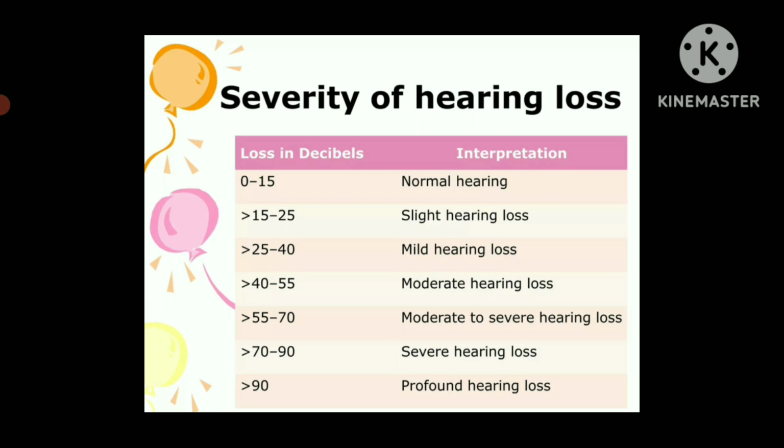So here is 0 to 15, more than 15 to 25, more than 25 to 40. If it is 0 to 15 decibels, then it is normal hearing, and if it is more than 15 to 25, then there is a slight hearing loss, and then it leads to mild hearing loss, moderate to severe hearing loss, and profound hearing loss if the loss in decibels is more than 90.